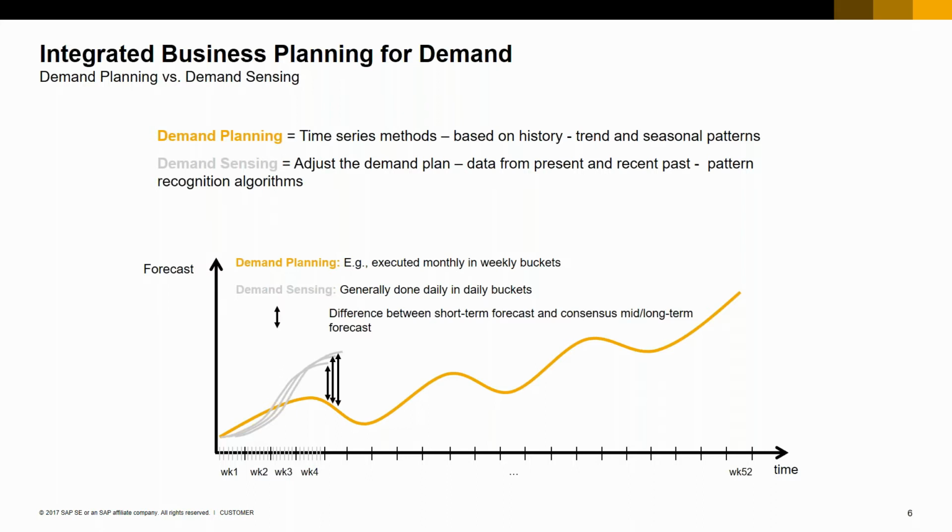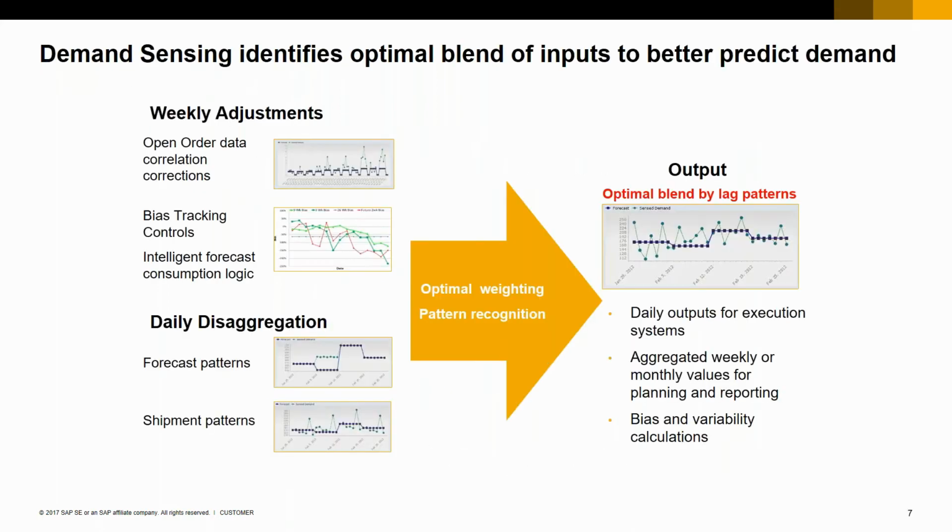And you can see this is just an example below here that says, we may have a longer-term forecast, which is the yellow line, but in the near term, things may deviate from that, right? And so we want to look at that difference between that short-term forecast and the consensus mid or long-term forecast, right? So the demand sensing may pick up interesting trends in the very short term, differences to the ordering patterns of some of your customers, and so then those things may need to be baked into the longer-term forecast.